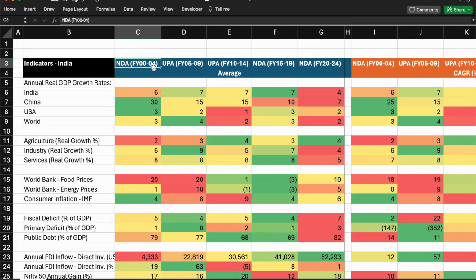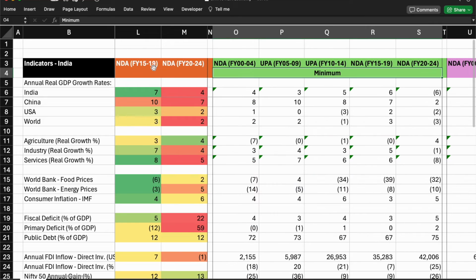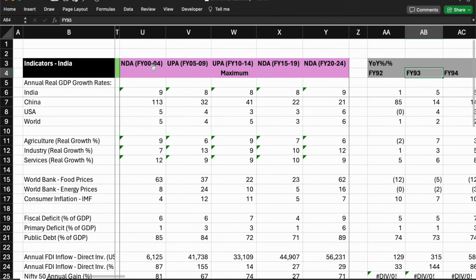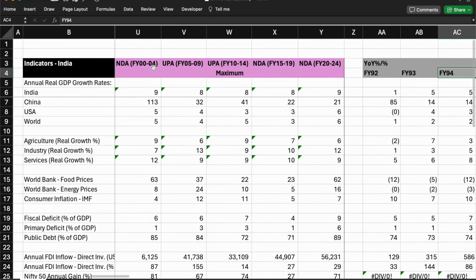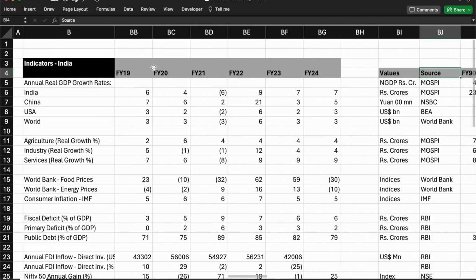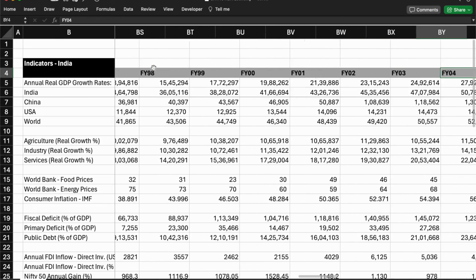Also, there are data issues. Before 2000 data is very difficult to find. So from 2000 onwards, we can get a lot of data. We can compare all the governments properly. There are 4 points. One is average, which is basically the average for the 4 year or 5 year term. Then the CAGR. Then the minimum, maximum. Here it shows all the percentage terms for each year. And then lastly, these are the absolute values.